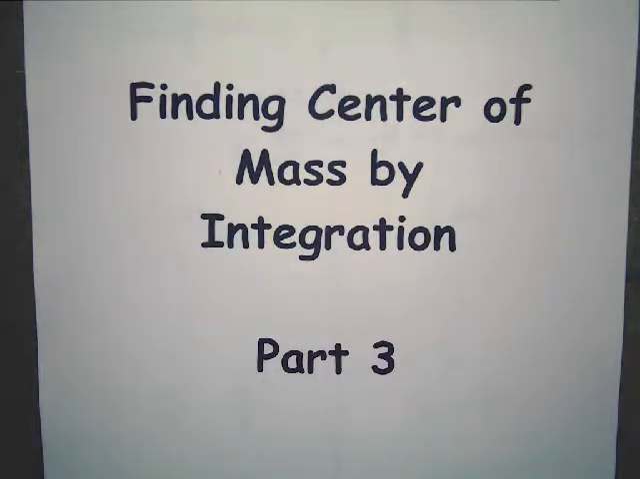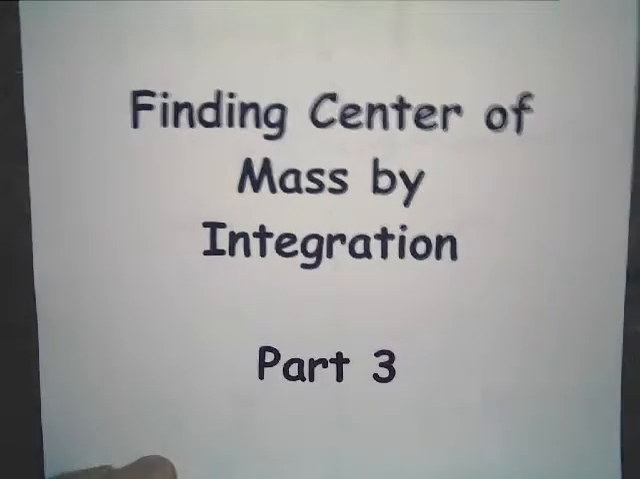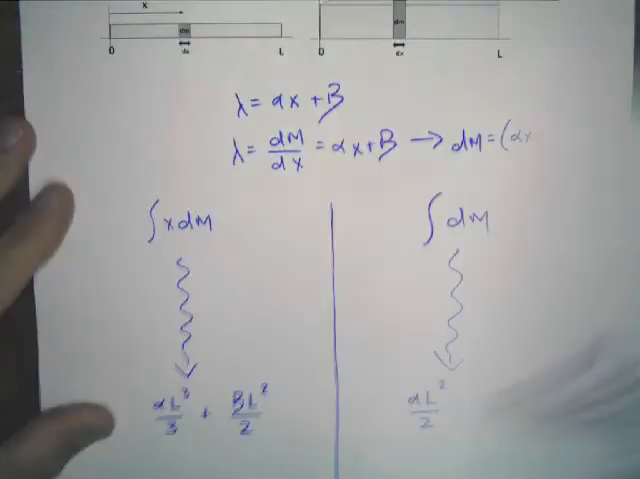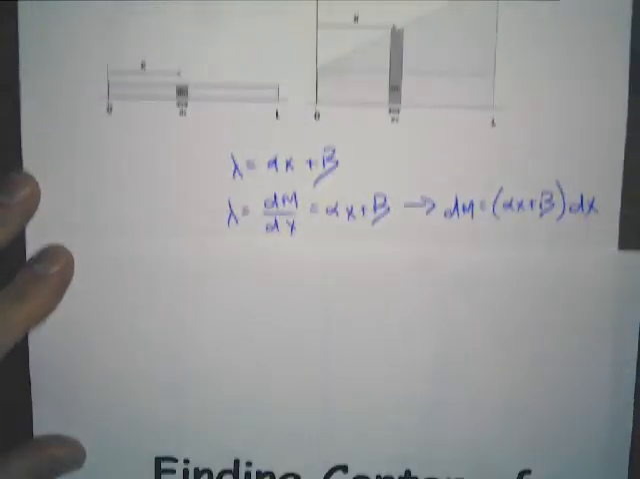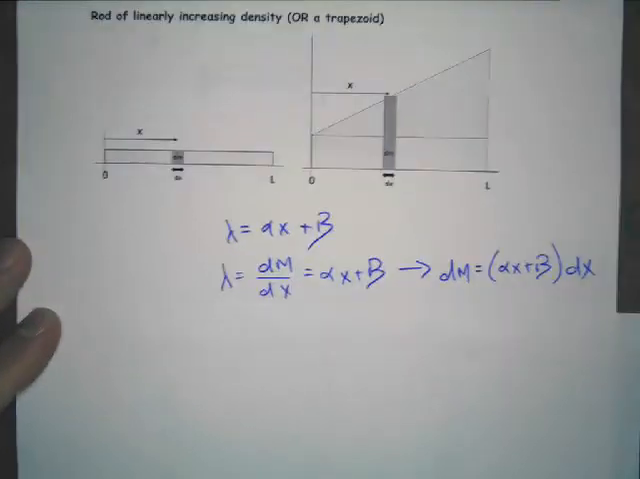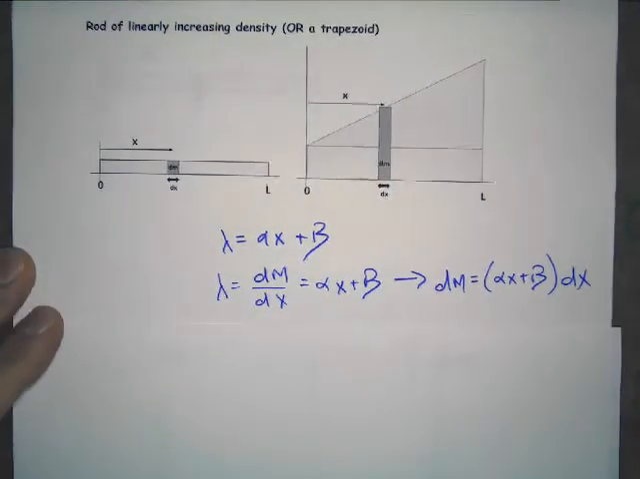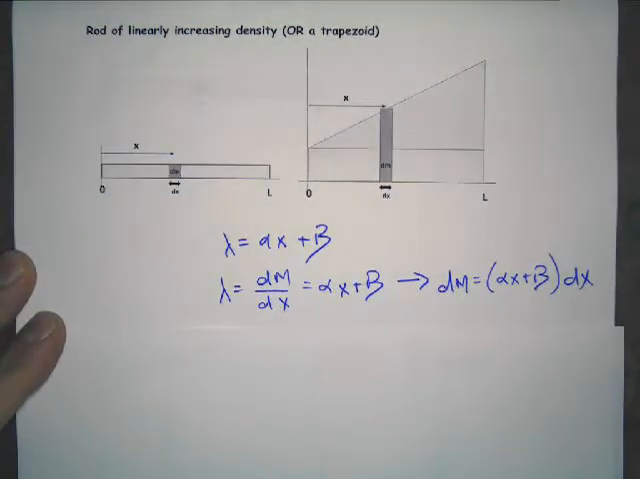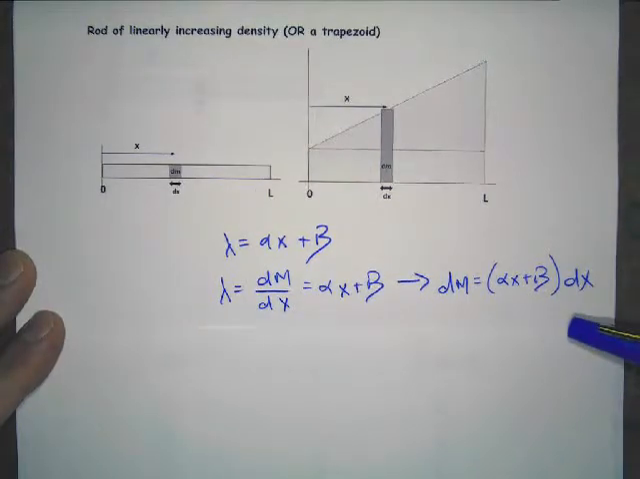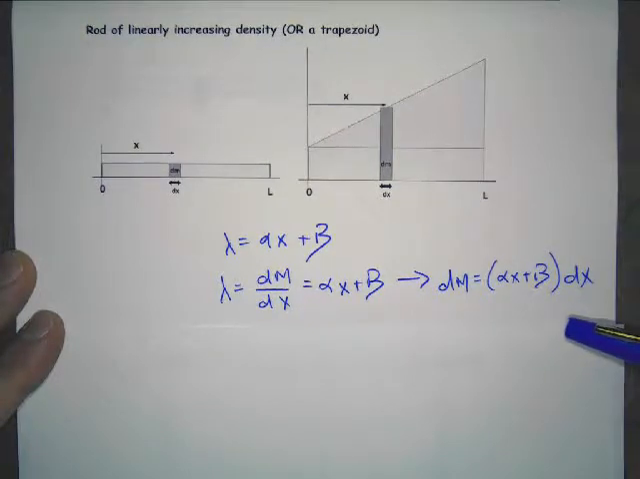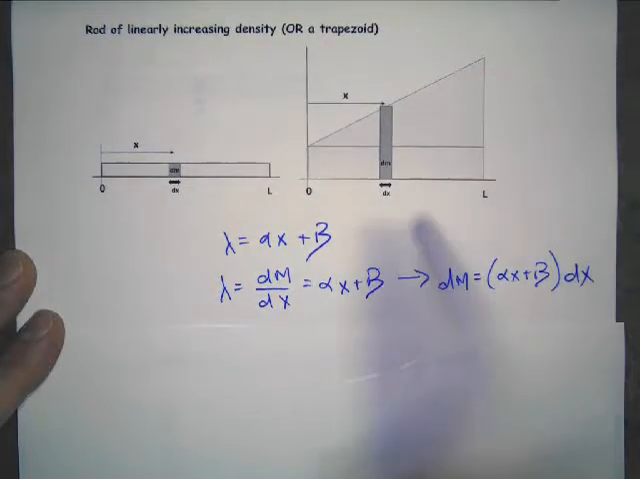Part 3, finding the center of mass by integration. This is going to be very condensed, and your starting point in this particular problem was to start off by writing down an expression for the density of the rod as a function of position x. And what's different here is that you're going to start off with some constant term.